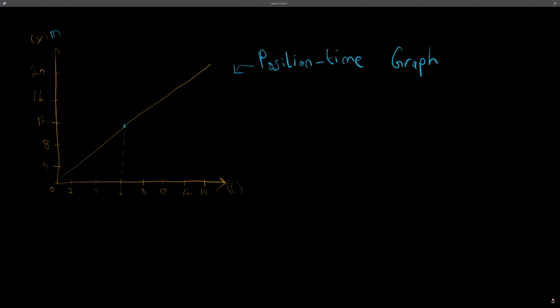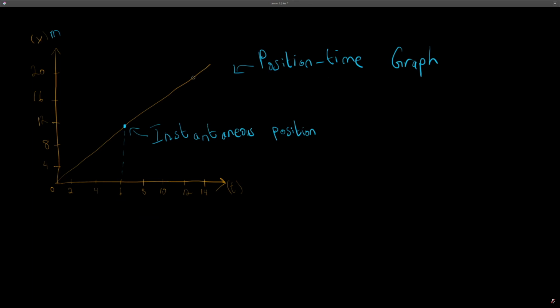Now, if I look at this point right here and ask myself how far this has traveled, this is what you call an instantaneous position. An instantaneous position is the location of an object at a certain given time.